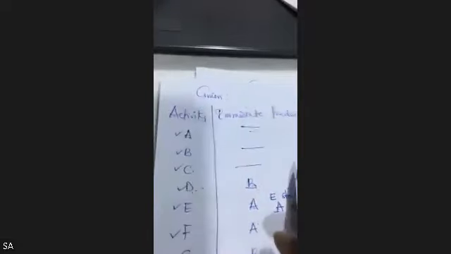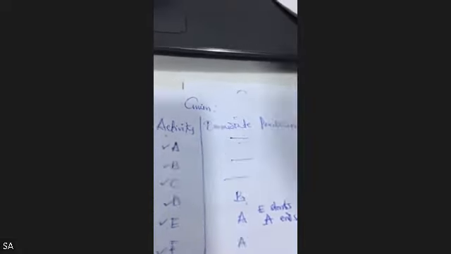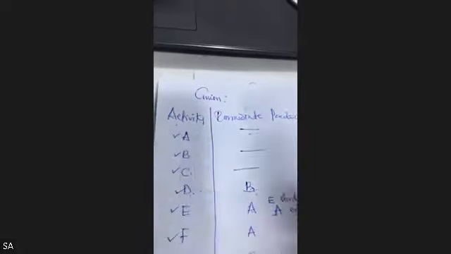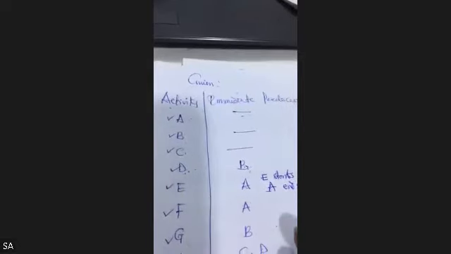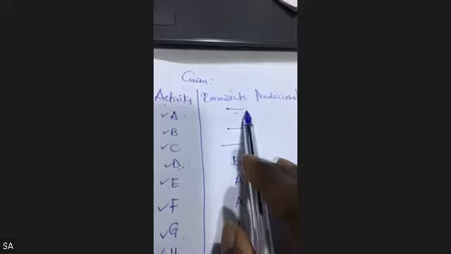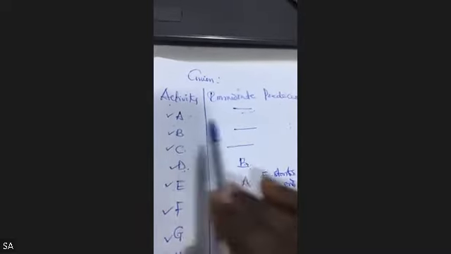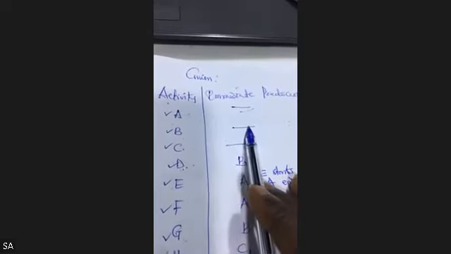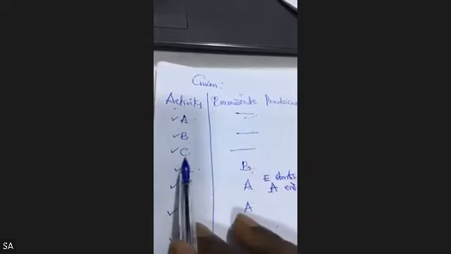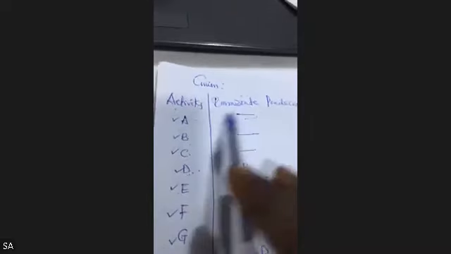Sorry. So this immediate predecessor means the activity that must have happened before this one happens. In the case of A, there was no activity, so it's a dash. In the case of B, there was no activity, it's a dash. In the case of activity C, there was no immediate predecessor. That means no activity comes before A, B, and C.